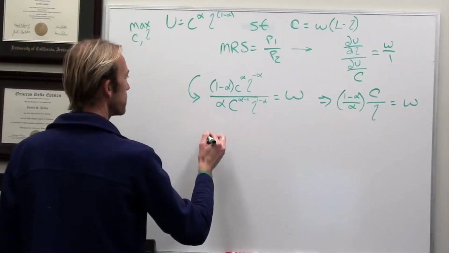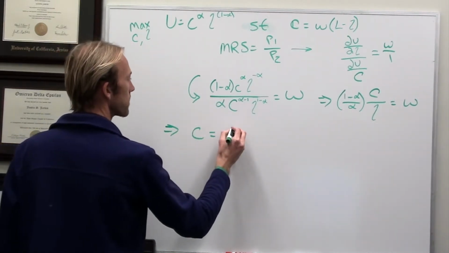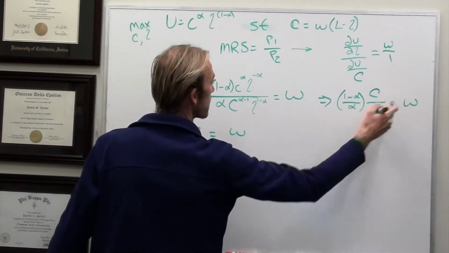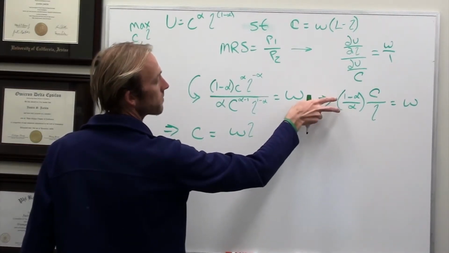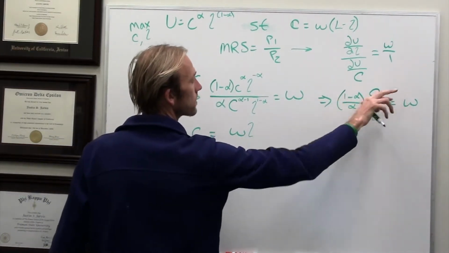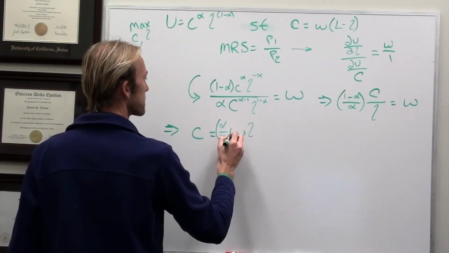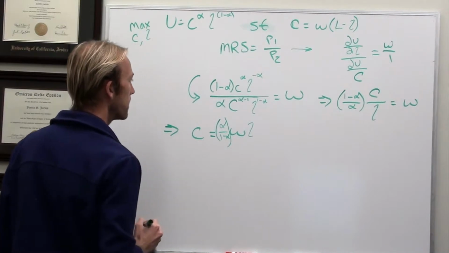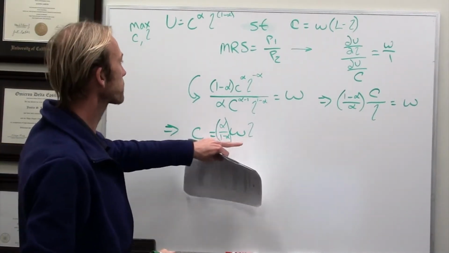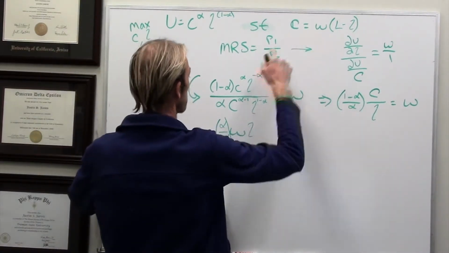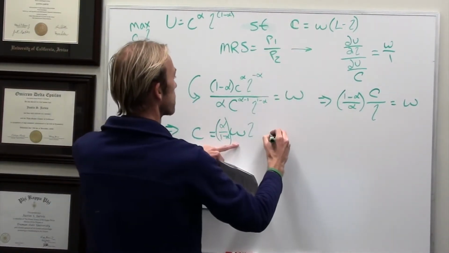Okay, so let's solve this guy out for C. And that's not too difficult. This implies that C is equal to, all right, so I have a w over there. I multiply the leisure to both sides, and I multiply by the reciprocal in order to get rid of that. So I've got alpha over 1 minus alpha. So consumption is equal to alpha over 1 minus alpha WL. Plug this into the budget constraint, so for C, I plug this guy into this right here.